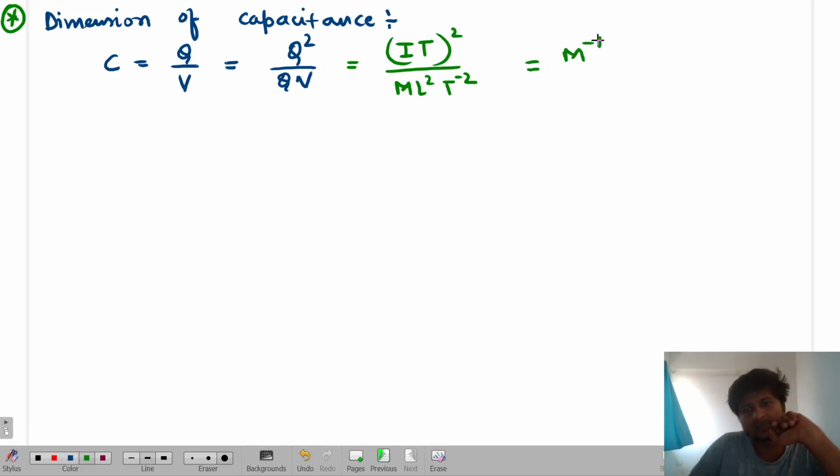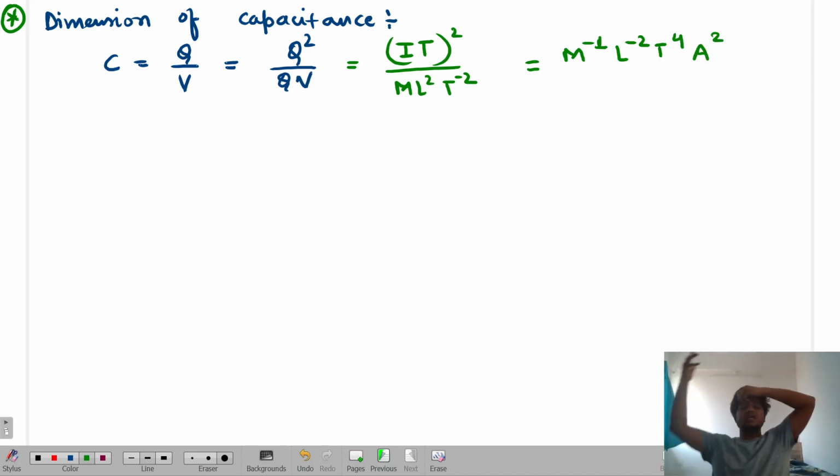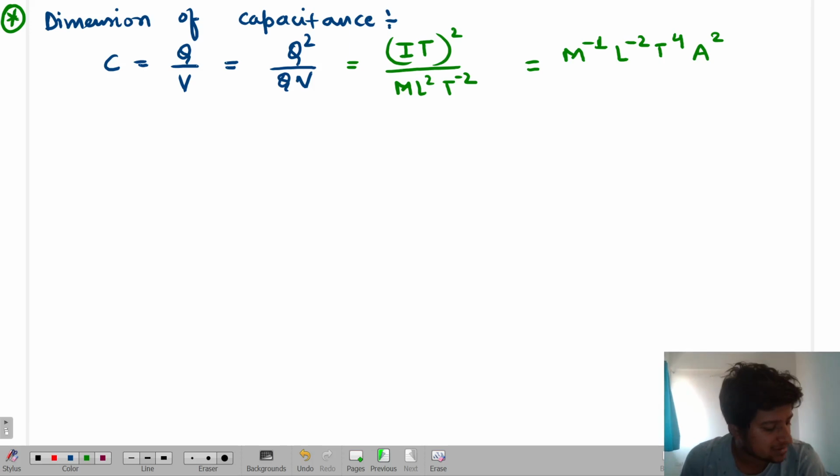M to the power of minus 1, L to the power of minus 2, T to the power of 4, and I, which is ampere, I square or ampere square, whichever you want. Is that clear? This is my dimension of capacitance. Are you able to get me? Is that clear? So this is how you are going to find the dimension.